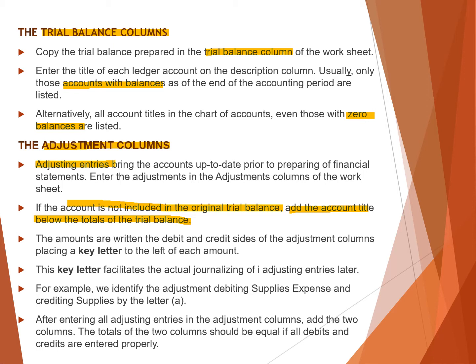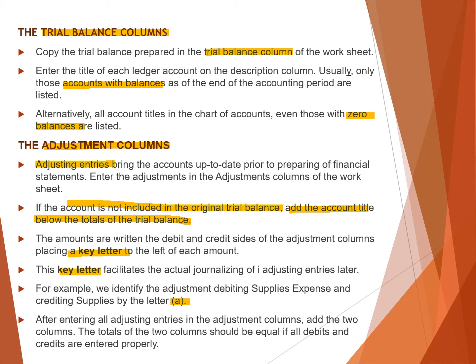And then the amounts are written on the debit and credit sides of the adjustment columns, placing a key letter to the left of each amount. So, pag gumawa tayo ng adjusting entries, may letters yon. Ang ilalagay na lang dun sa left side ng each amount is yung letter. For example, letter A, adjusting entry. So, pag lipat nyo siya sa adjustments column, ilalagay nyo lang yung key letter niya. Now, this key letter facilitates the actual journalizing of adjusting entries later. So, yun na nga yung sinabi ko kanina.